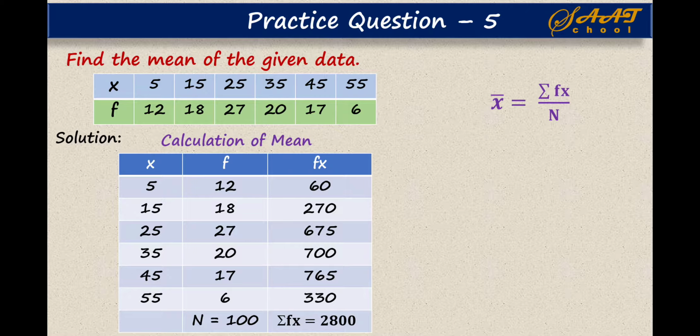Now, once we have the sum of fx, we already have the value of n, which is 100. We use the relation of mean with the sum of fx and n, which is mean equals the sum of fx divided by n. The sum of fx is 2800 and n is 100, and that eventually gives 28. This is the mean for the given data.